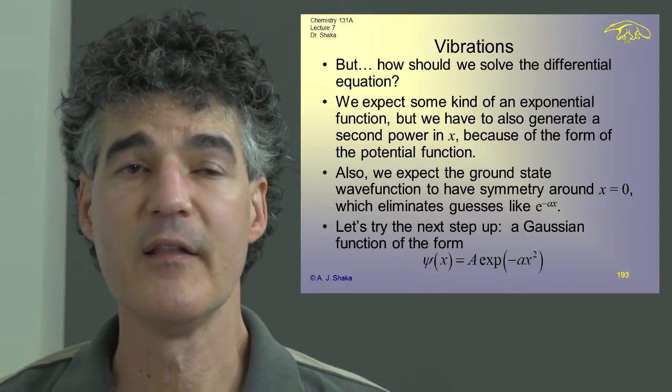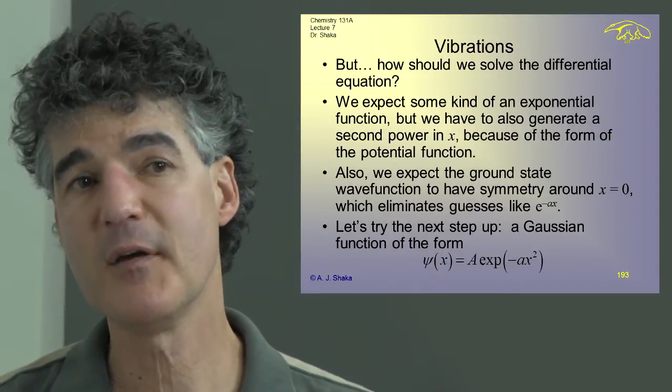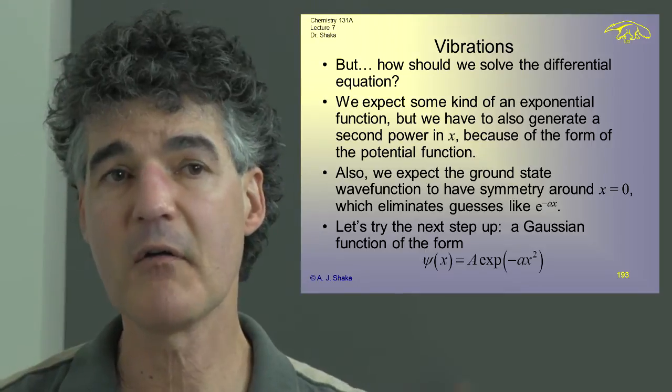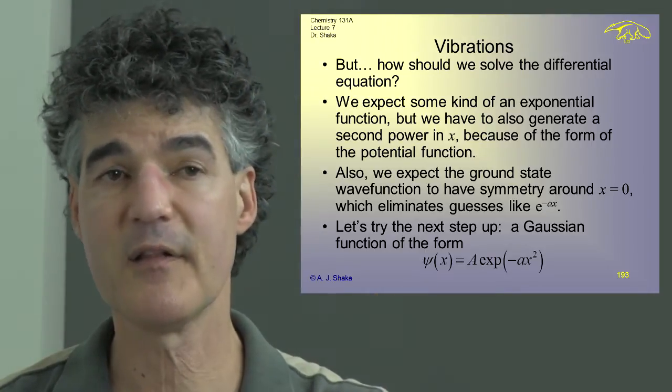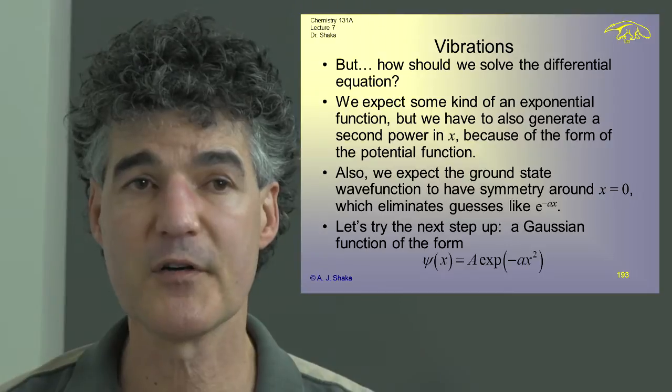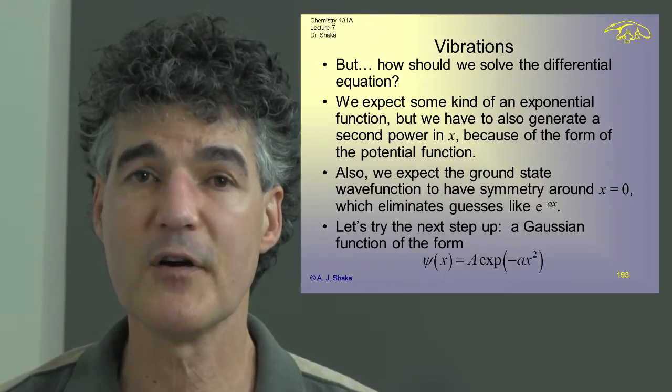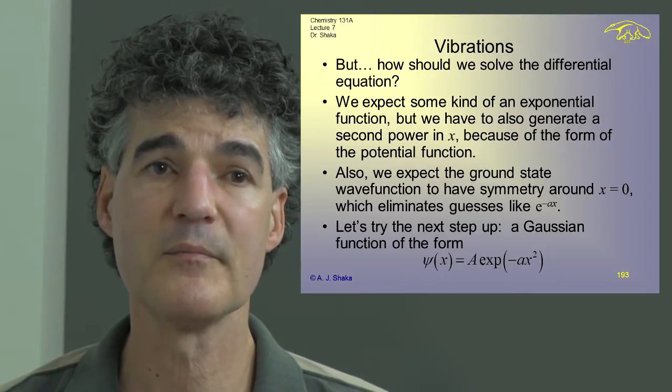And thirdly, the wave function has to die away somehow as x gets far from zero. The reason is that the potential keeps getting larger, and also it has to die away to zero because it has to be normalizable.